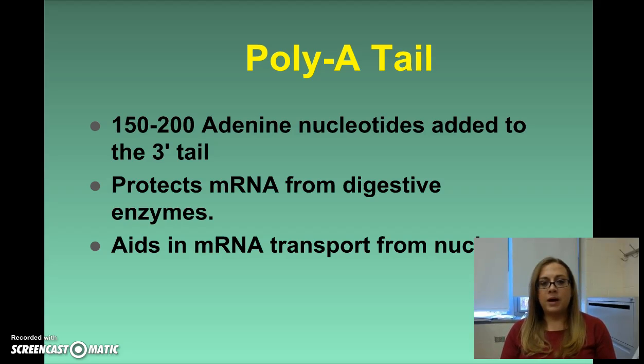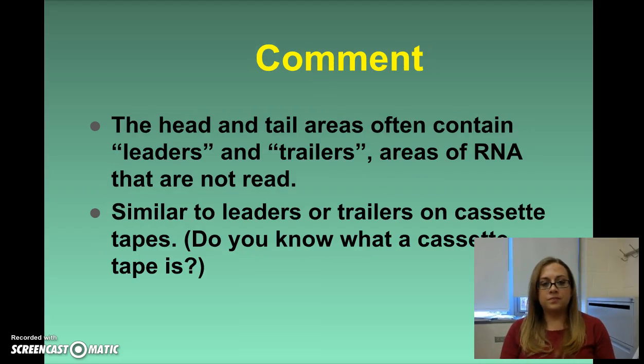Next you have a poly A tail, so poly meaning many, A for adenine, and so this is going to be like 150 to 200 adenine nucleotides that are added to the 3' tail. And so again, this is protecting now the other end of the mRNA from digestive enzymes, and the tail also aids in mRNA transport from the nucleus. So it helps get the mRNA out of the nucleus and into the cytoplasm where it can be translated by ribosomes.